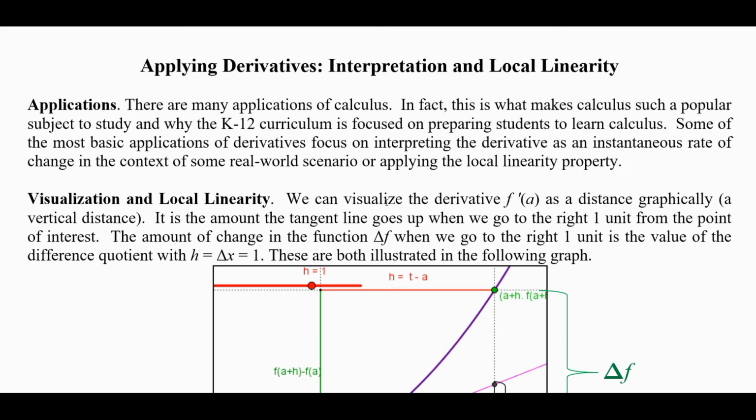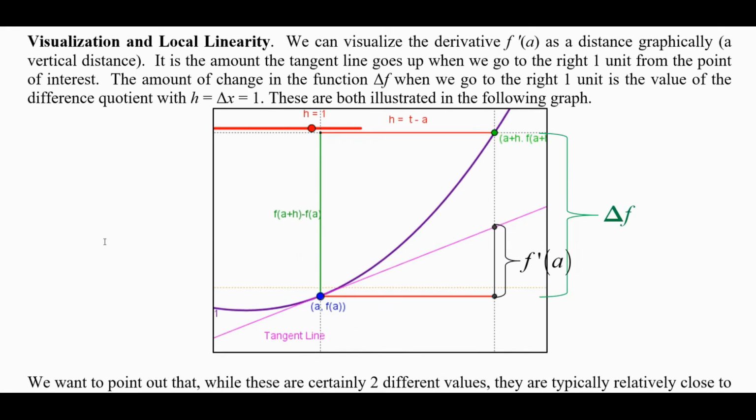And some of the most basic applications of derivatives focus on interpreting the derivative as an instantaneous rate of change in the context of some real-world scenario, or applying the local linearity property. So let's talk about what I mean by that and how to visualize the derivative. We can visualize the derivative f prime of a as an actual distance. We've talked about it as the slope of a tangent line, but we can actually see it as a distance too on the graph.